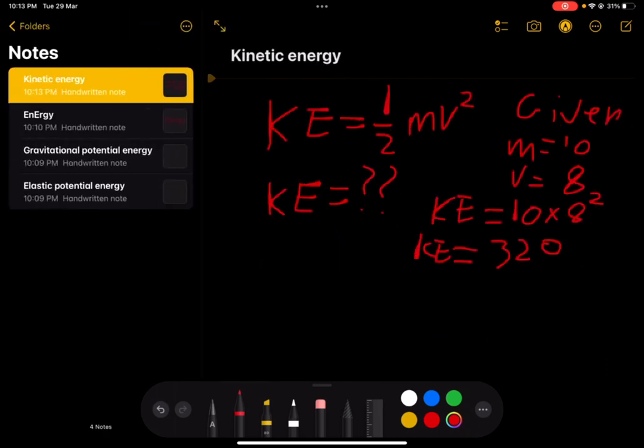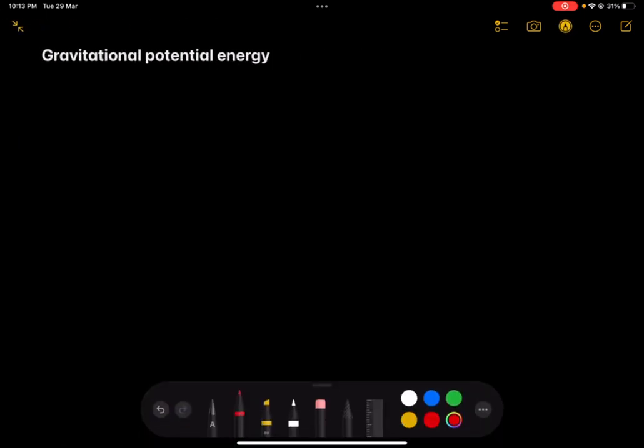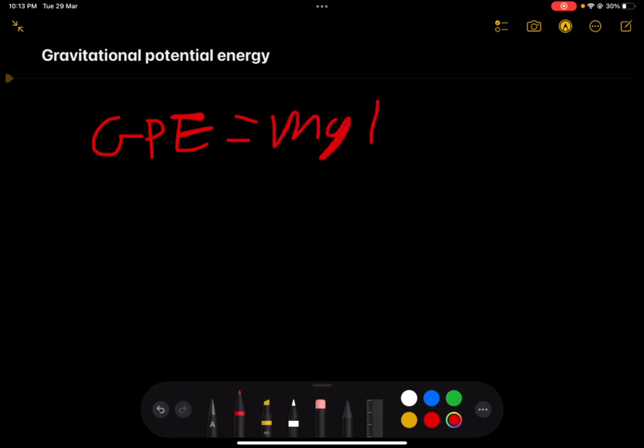So let's begin with gravitational potential energy. As we said, gravitational potential energy is used when gravity is involved with potential energy. Gravitational potential energy also stands for GPE. The equation for gravitational potential energy is mgh, which is mass times gravity times height.